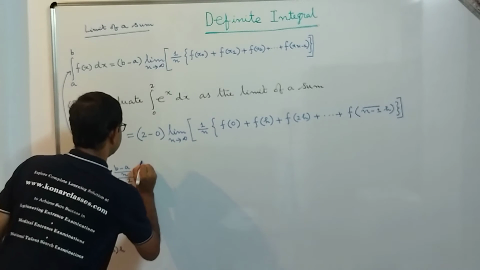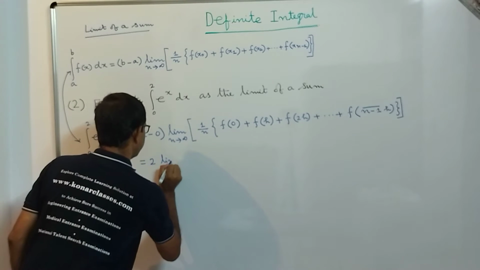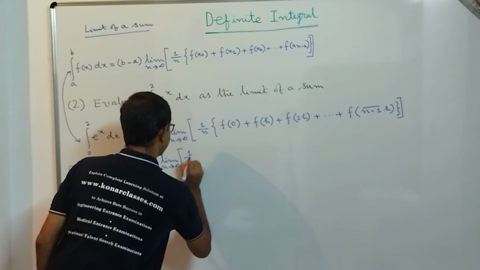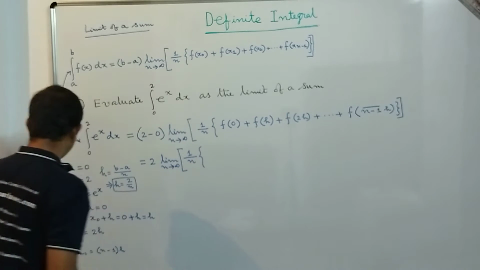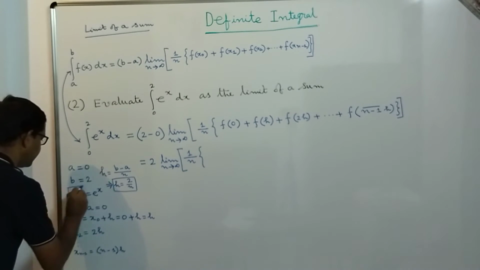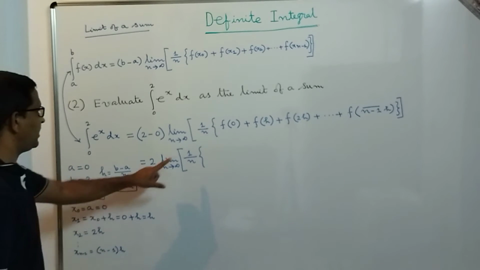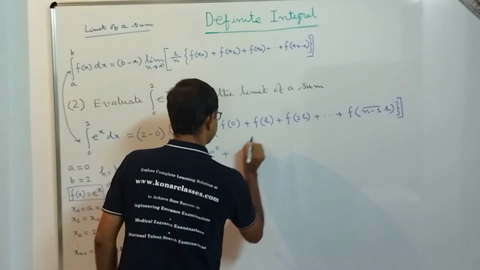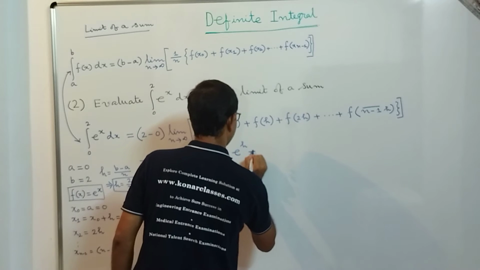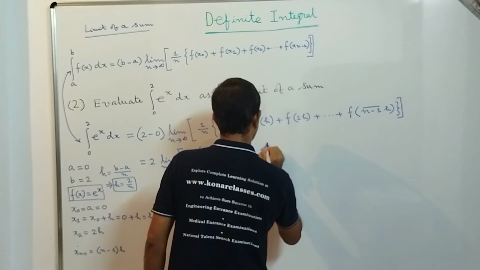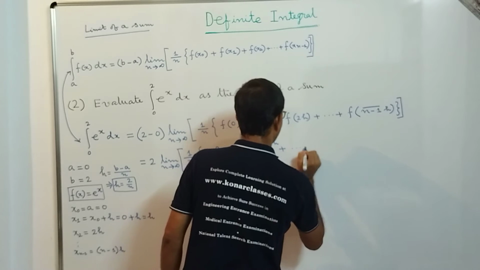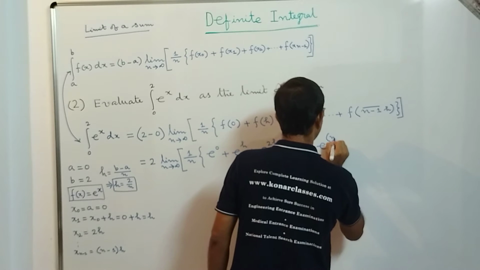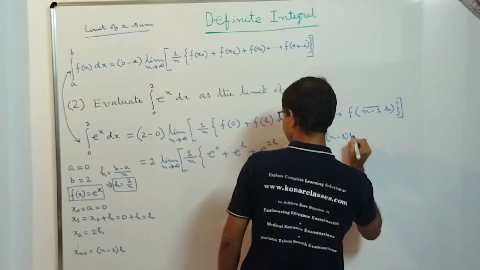Now this is equal to 2 minus 0 is 2, 2 limit n tending to infinity. So what we write is 1 by n. What is f(x)? f(x) is e power x. As we get f(x) is e power x, that means f(0) will be what? e power 0, so you can write e power 0 plus f(h) is e power h plus f of 2h is e power 2h, plus in that way we get f of (n minus 1) into h, that is e power (n minus 1) into h, correct?